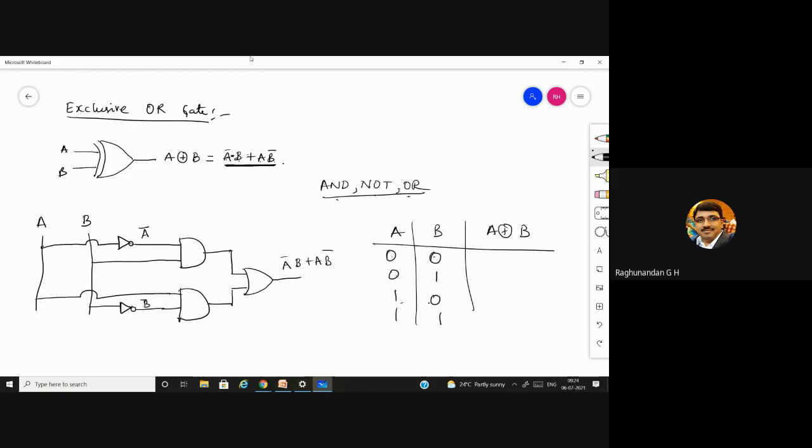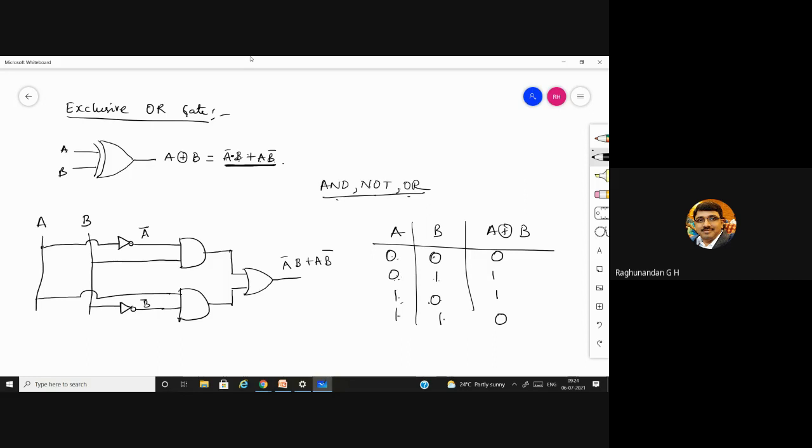0, 0, common inputs, output is 0. 1, 1, common input, output is 0. There are different inputs, 0, 1, 1, 0. Then make it as 1. This is according to the equation, but just to remember, we tell that if you are going to give different inputs, output will be high.